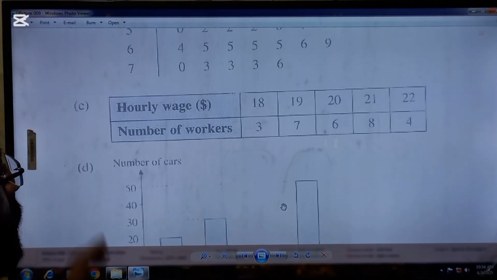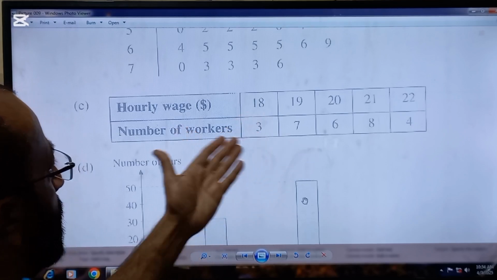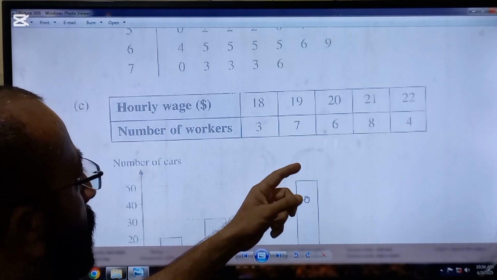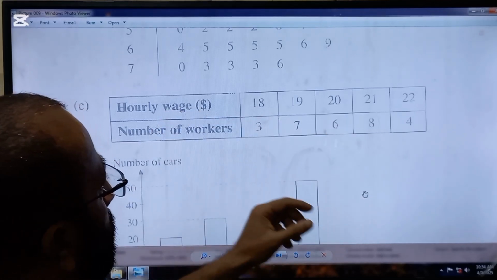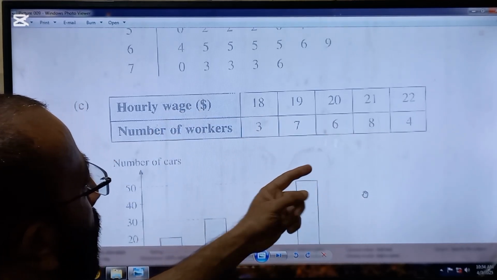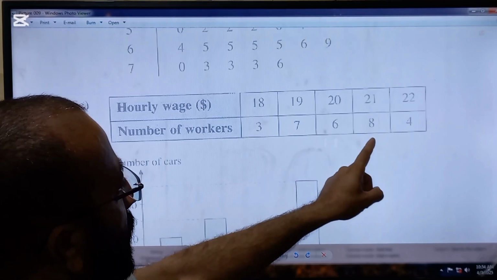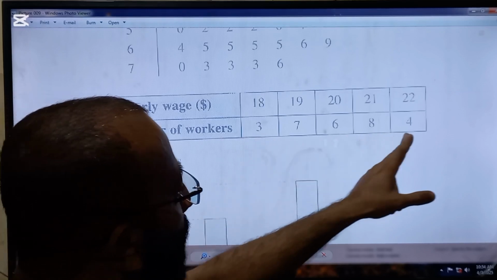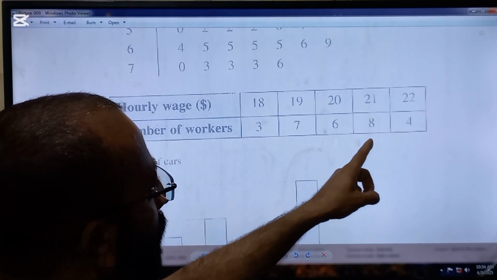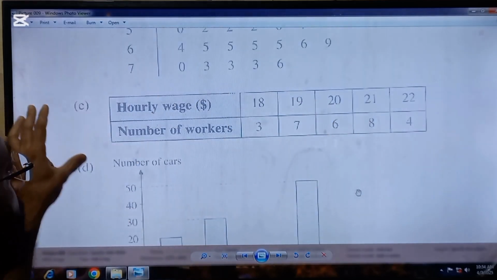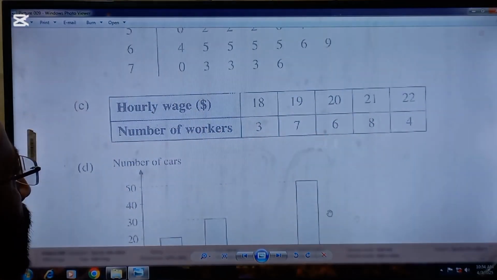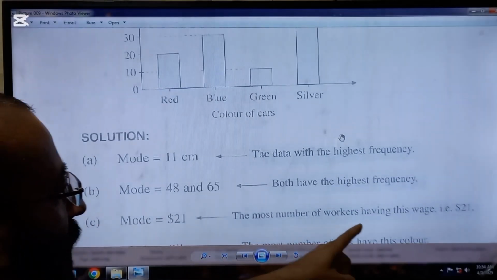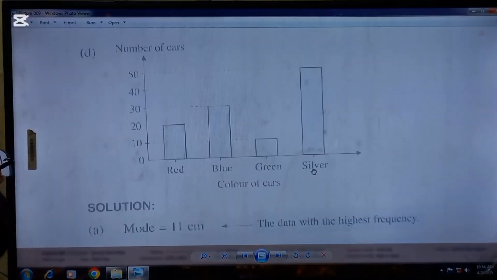In C part, we have frequencies and the values. So again, the requirement is the mode. In this data, we can clearly see the highest frequency is 8, whose value is 21. So frequency 8 is the maximum as compared to the others. So the mode in this case, C part, is $21. So C part's answer is $21. The most number of workers have this wage, that is $21.